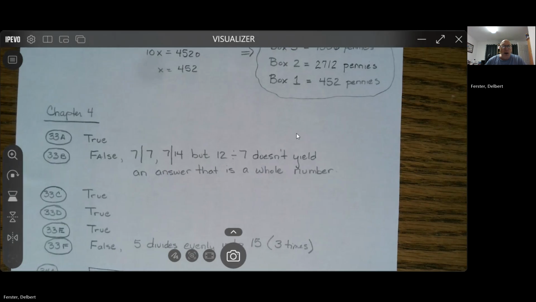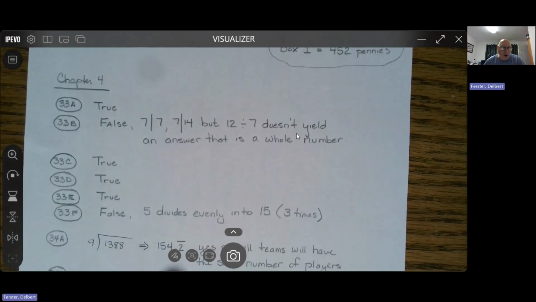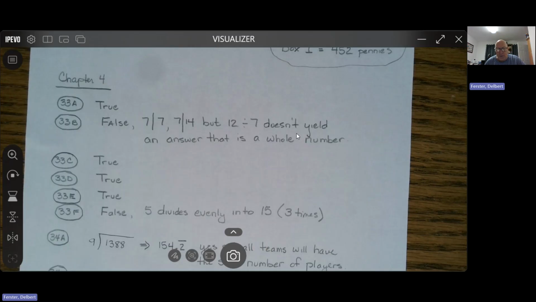Okay. Moving into chapter 4, this is content from unit 5 for us. First, that's true, false. Part A says 6 is a factor of 30. That is true. Part B says 7 divides 12. That's false. 7 divides 7. 7 will divide 14, but it doesn't divide 12.